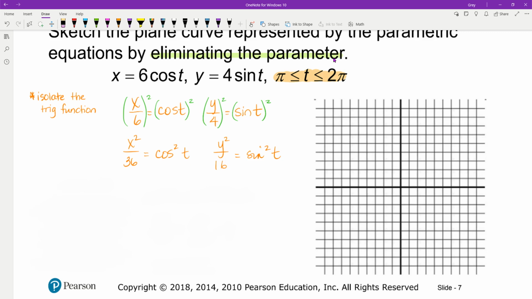Then you remember from our chapter 5, your favorite chapter, that the cosine squared plus the sine squared is equal to 1. So if I just make this substitution for cosine squared and this for sine squared, then you'll see that I'm going to get x squared over 36 plus y squared over 16 is equal to 1. So you should know from previous sections that this has a center at (0, 0). And that means that this is my center.